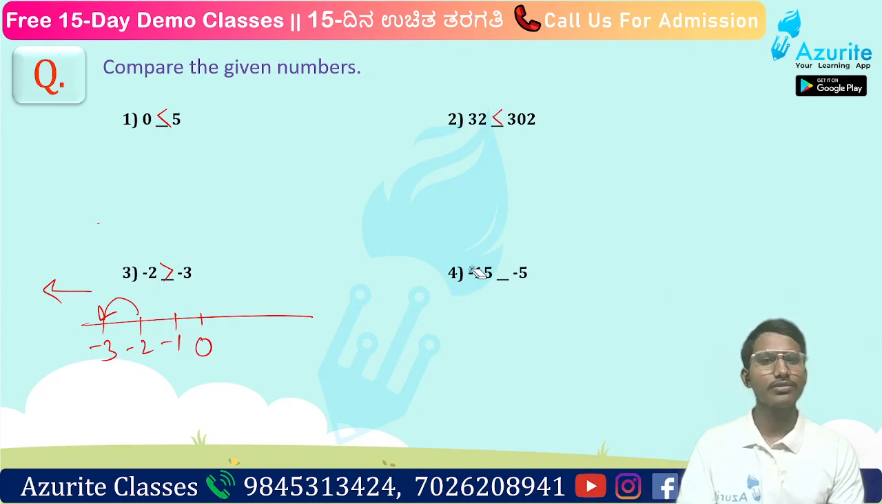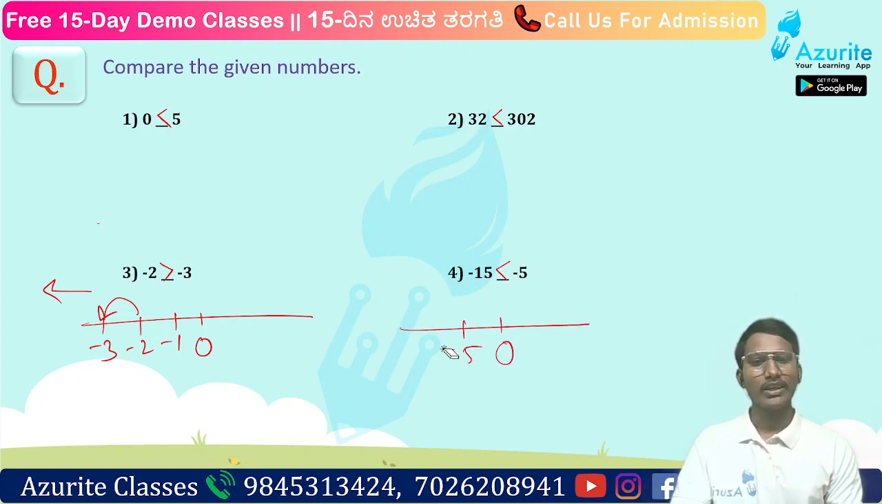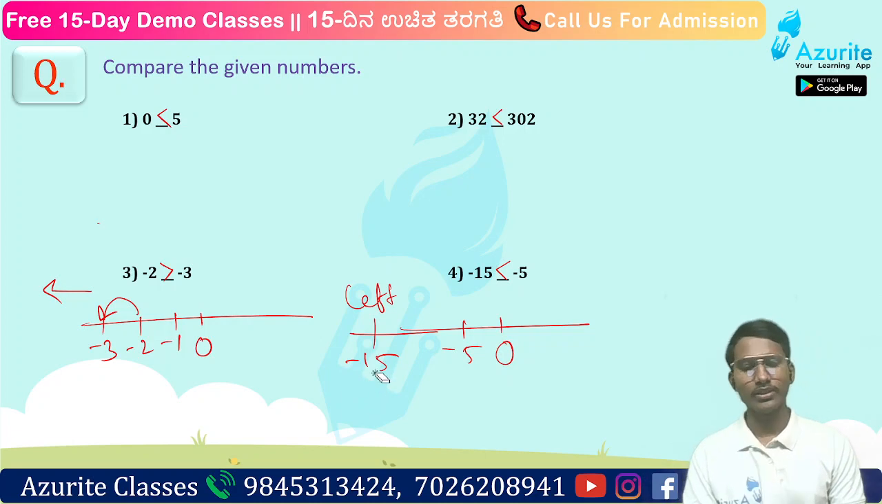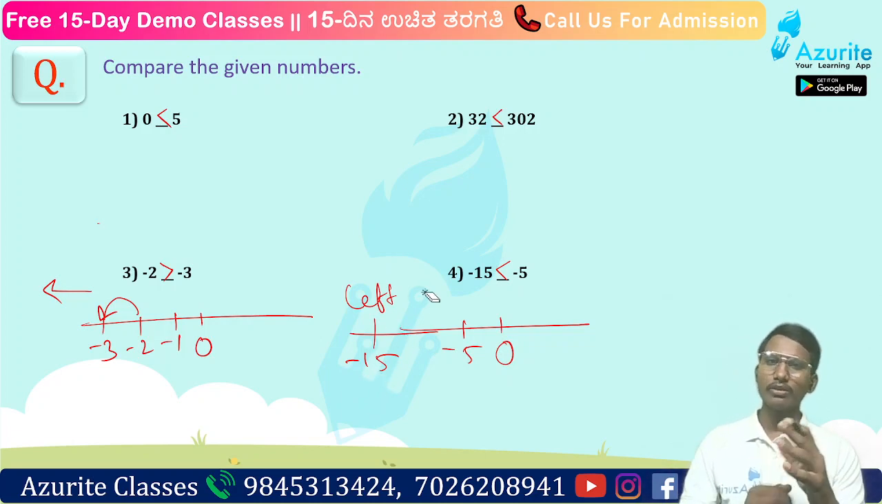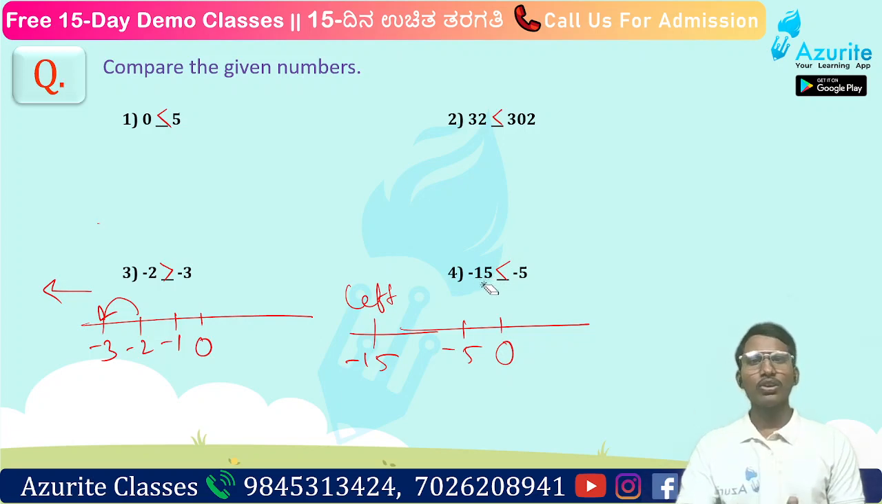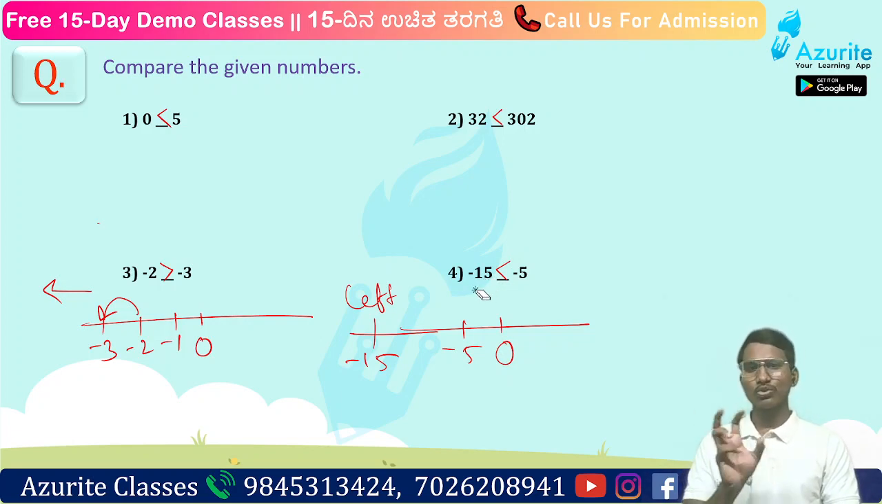In the fourth example, -15 and -5. Here -5 will be what? Bigger. If you see on the number line, here it is 0, -5, and then after some places it will be somewhere -15. So the number on the left side will be what? Smaller. This side will be smaller. So -15 is the smaller one. Understood? So this is how you have to compare the numbers. If minus is there, it will be reverse. So 15 is bigger, that is why it is smaller with the minus symbol. Right? That is how you have to remember.